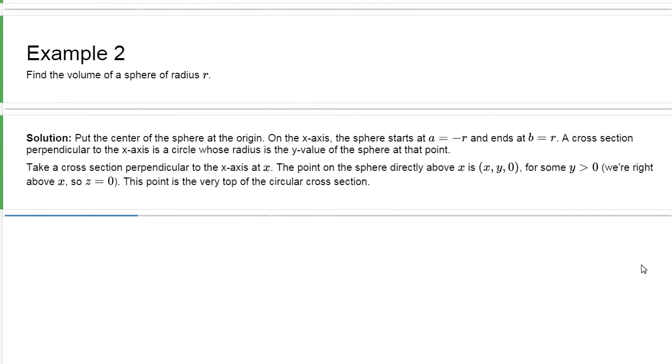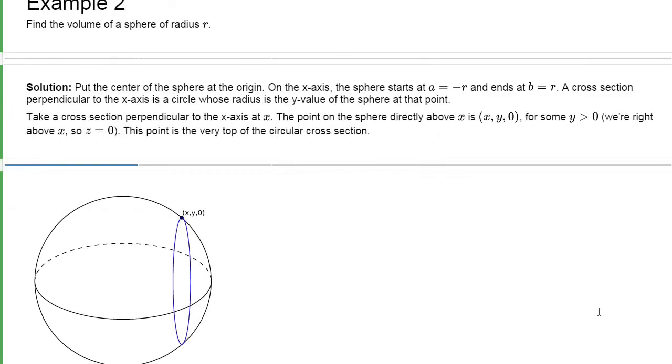Okay, well, let's apply this idea to find the volume of a sphere of radius r. Now, you might remember the answer from geometry. You don't need calculus to do this. You can use geometry and figure out this volume, but let's see that calculus gives us the same answer.